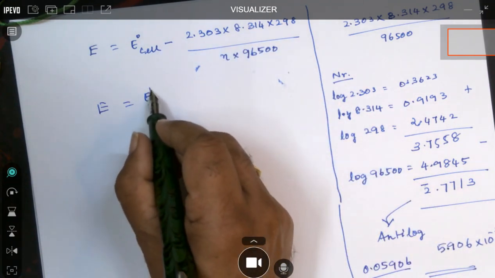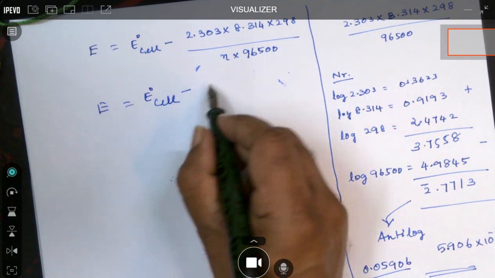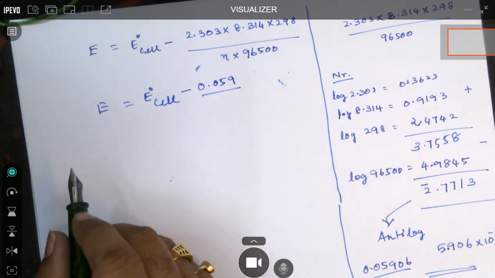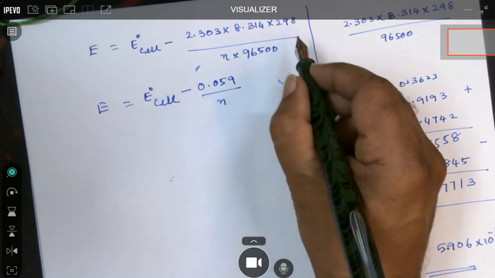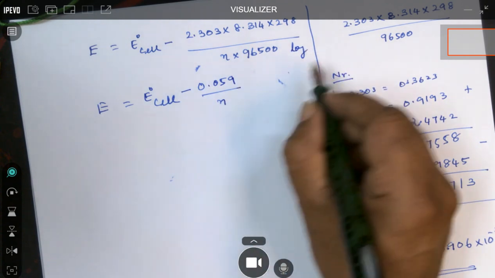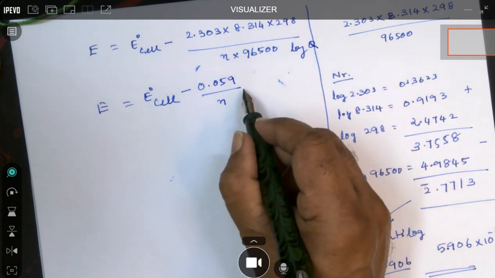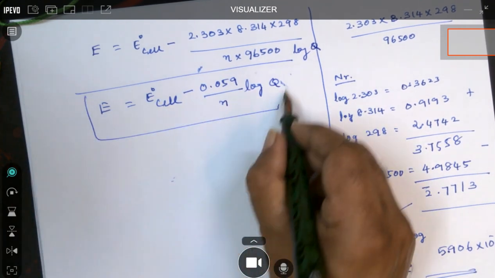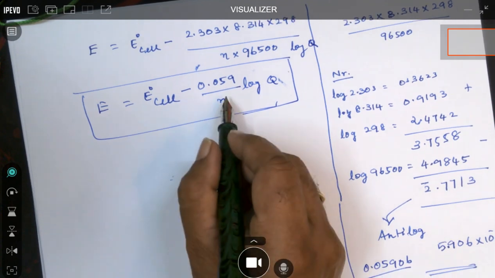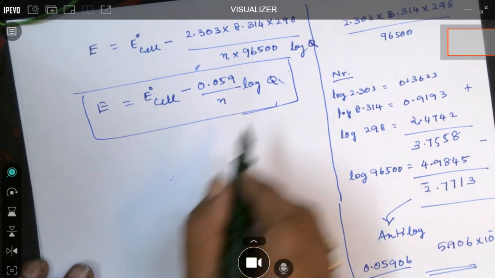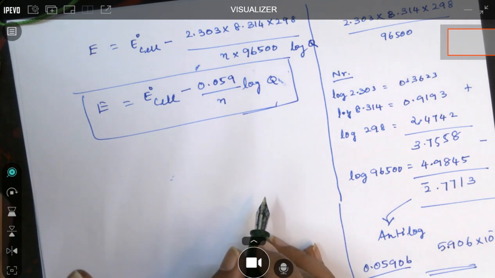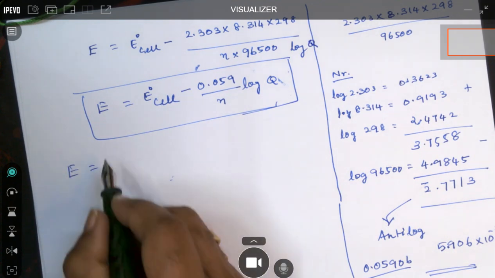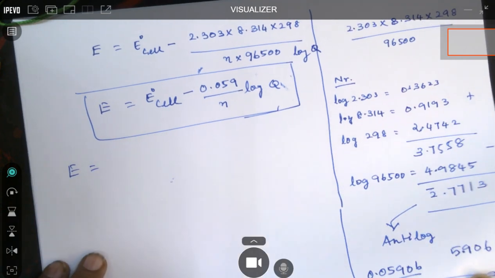So E naught cell minus 0.059 divided by n, into log of here the Q or K. So into log Q. So this is the reduced formula. Okay, so you straight away can make use of this one, provided the temperature is kept at 25 degree Celsius or 298 Kelvin. Now let us substitute here. E is equal to, what is the E naught cell value? The E naught cell value is given here.